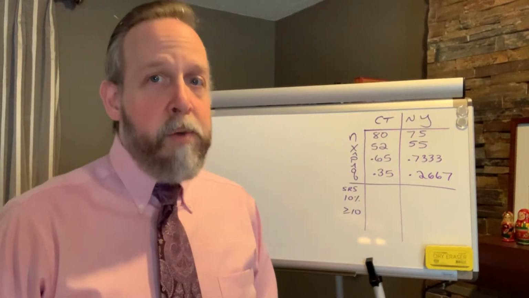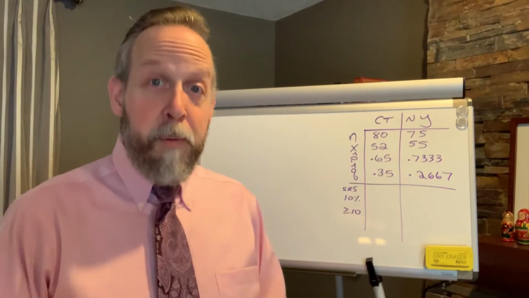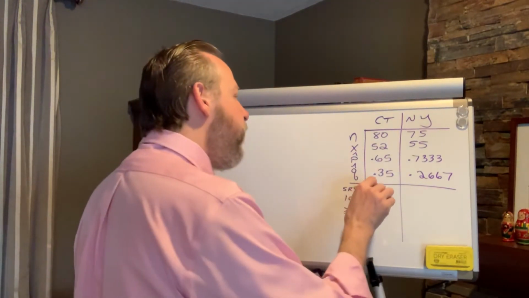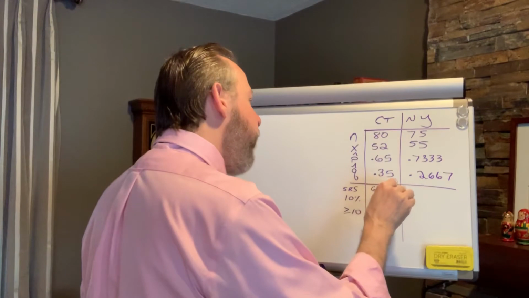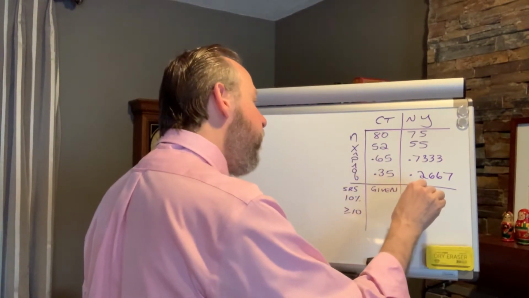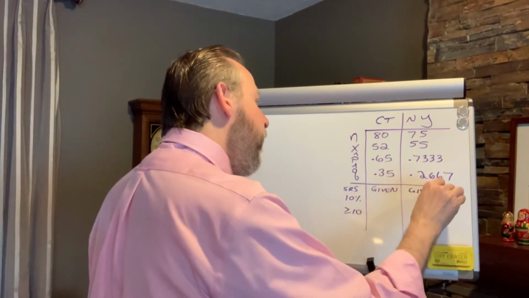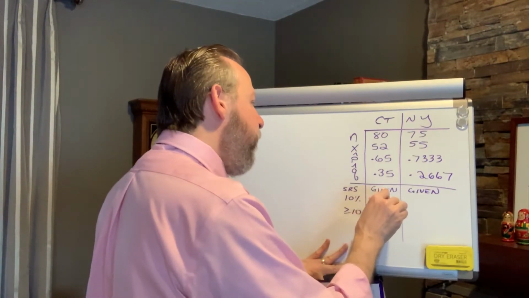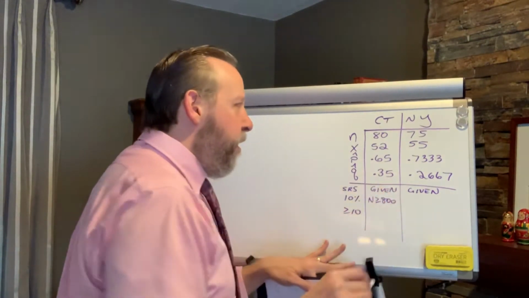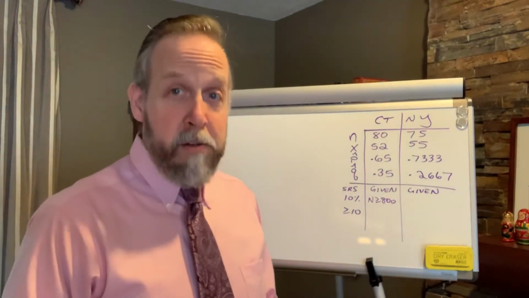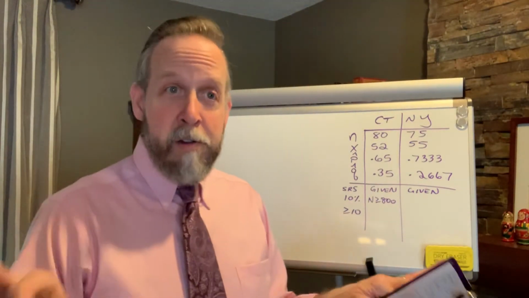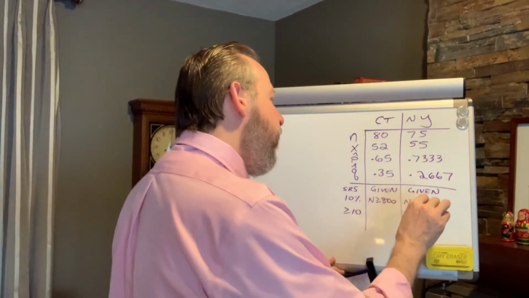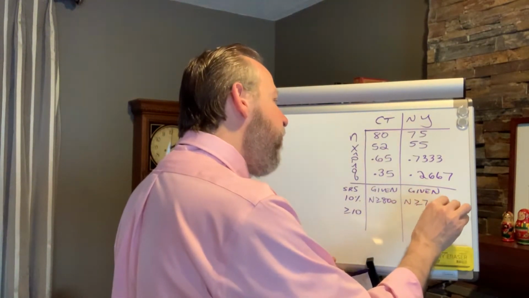Now the conditions. Well, were they SRSs from both samples? I did say an SRS was taken. So we'll say given for both, because it was. 10% rule. Are there at least 800 people in Connecticut that could make money? Well, yeah, there are, even given the current state quarantine. Are there at least 750 in New York? Again, yes, there sure are.